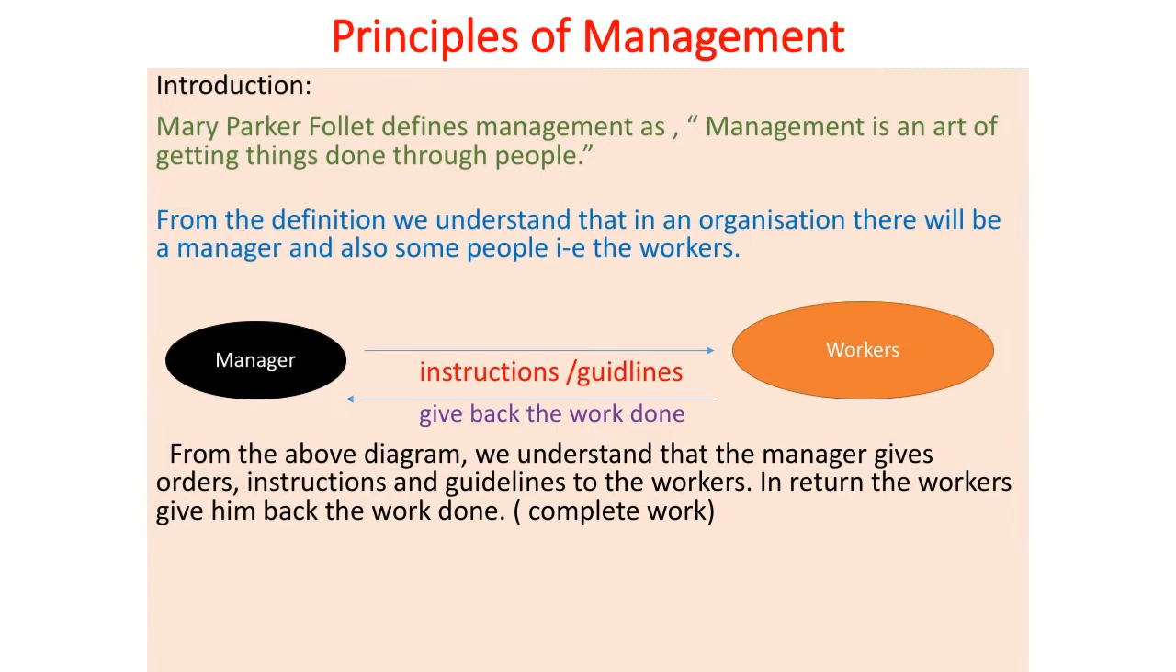So that the workers will understand the work better and more easily. They will understand how to do the work as per the guidelines of the manager. And in the same way, after receiving the instructions from the manager, the workers will be doing their work. And in return, you can see another blue line, the arrow going from the worker side to the manager side. There I have written in purple color, give back the work done. What does this mean? First, the manager has given the instructions and guidelines to the workers. And the workers in return, what are they giving to the manager?